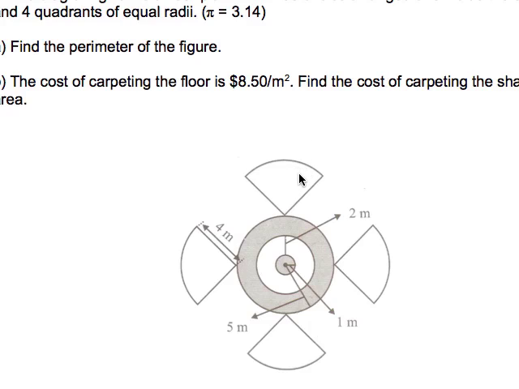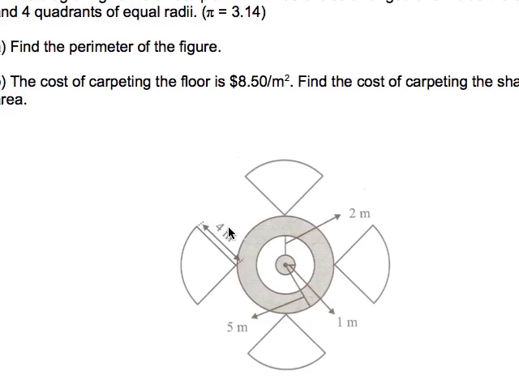The diagram given is a floor plan. A floor plan basically means how things look on the floor, from above. We have three circles arranged one inside the other. You can see there's 1, 2, and 3 circles, and 4 quadrants of equal radii. Radii means radiuses, the plural form of radius.